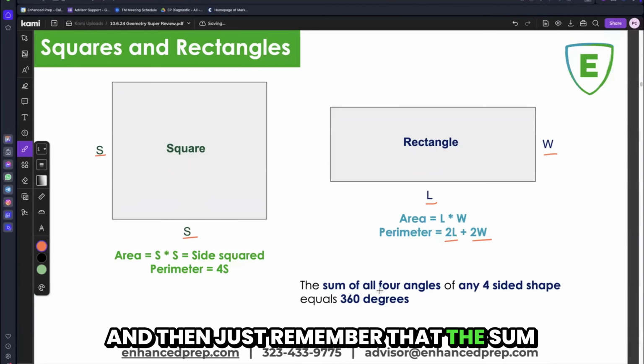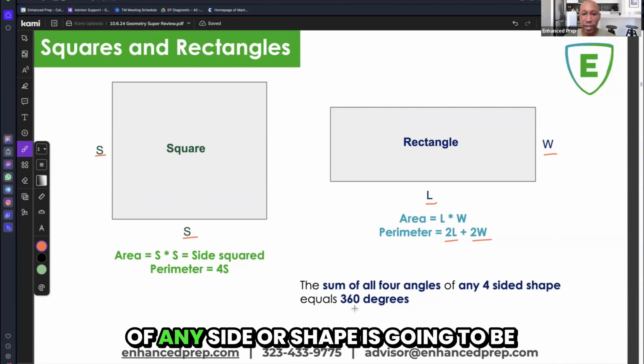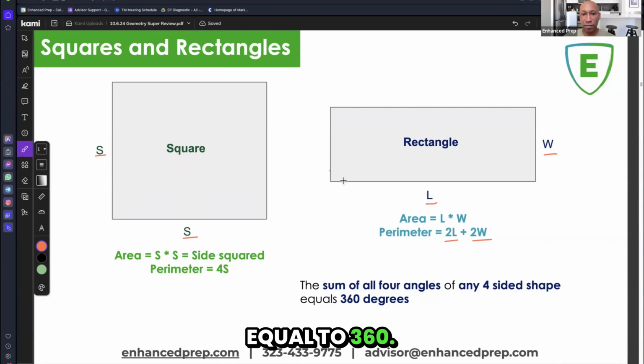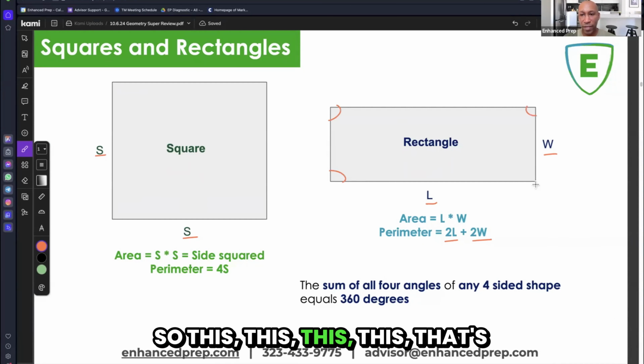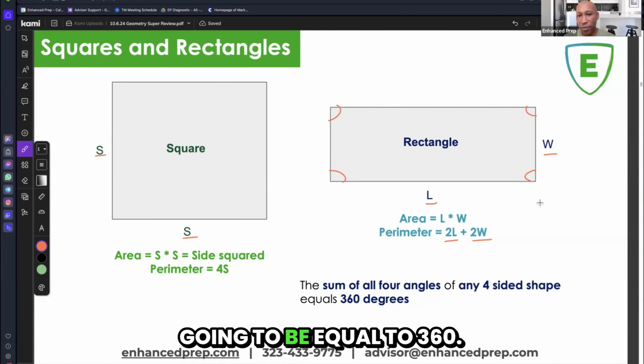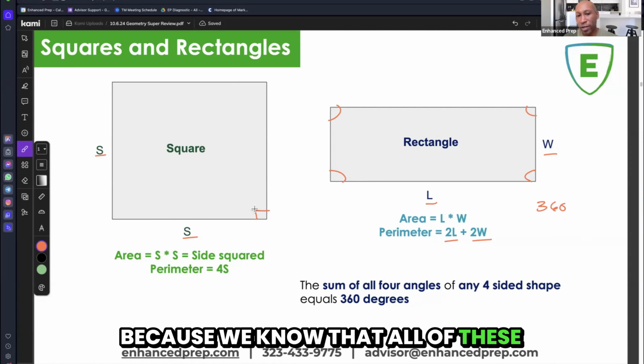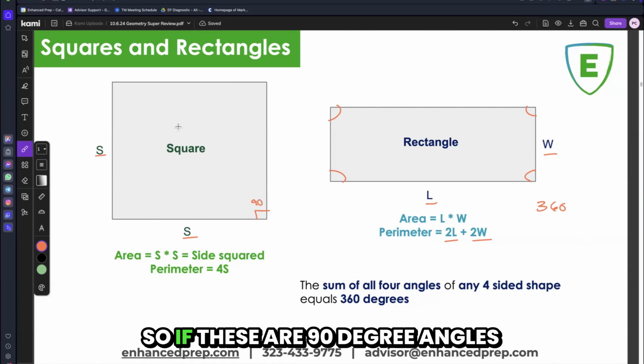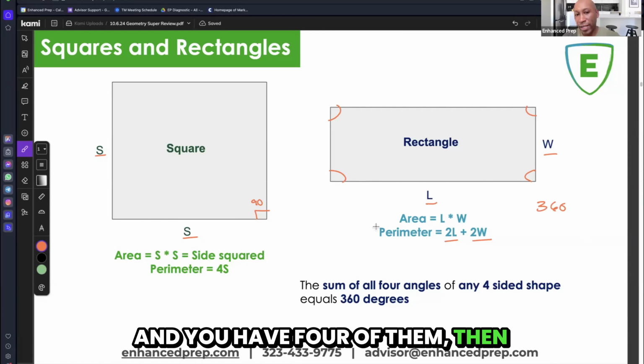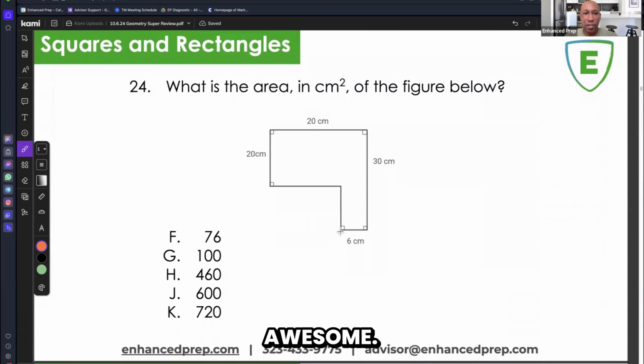And then just remember that the sum of all 4 angles of any four-sided shape is going to be equal to 360. It's easy to think about that because we know that all of these are going to be 90-degree angles. So if these are 90-degree angles and you have 4 of them, then that's going to get you to 360. Okay, awesome. So let's check out this question.